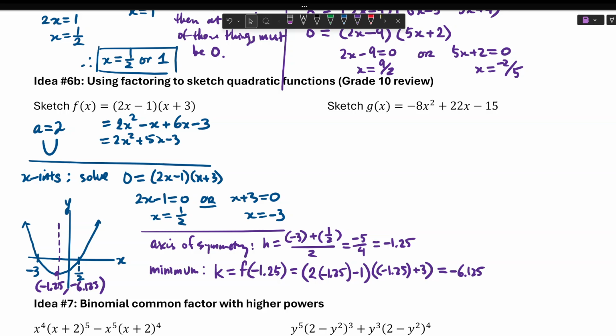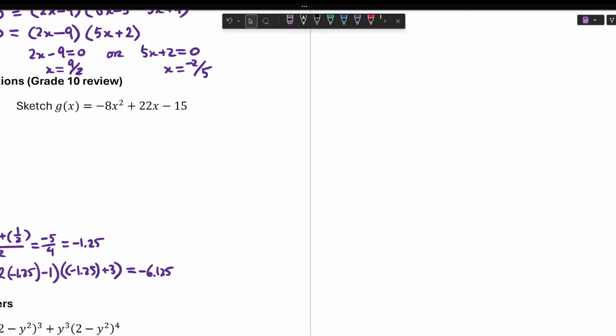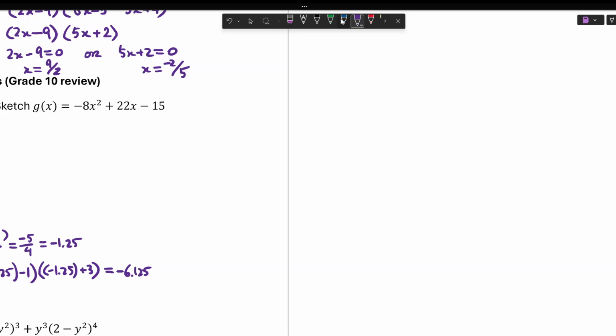Okay, let's do one more example. Let's say we have this function -8x squared + 22x - 15, and we want to graph it. And specifically, we also want to know where the x-intercepts are. Again, we can factor this. Now, one thing I'll notice right away is that a is negative. Okay, so it's going to be a sad face.